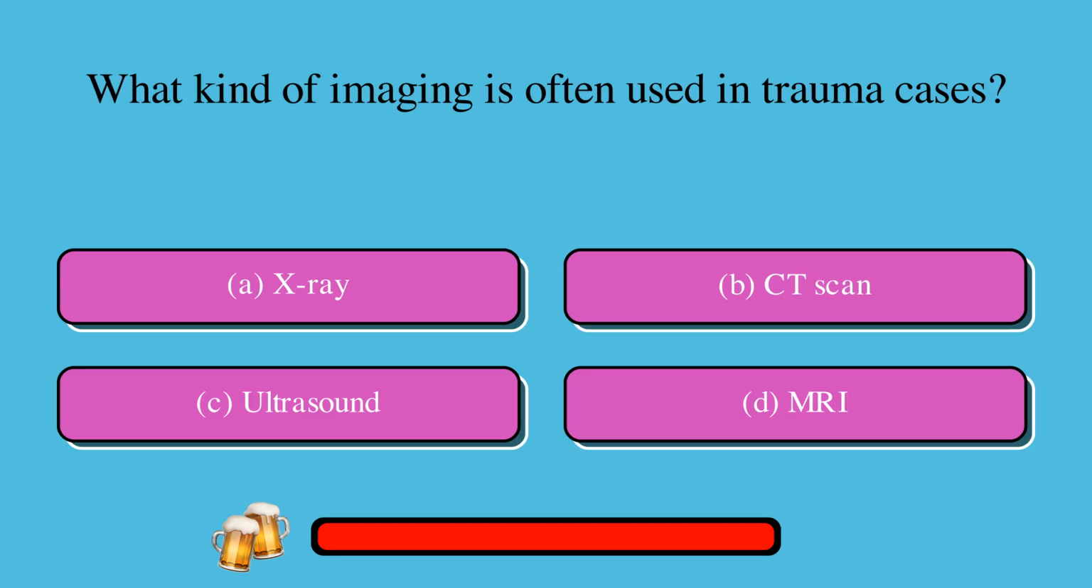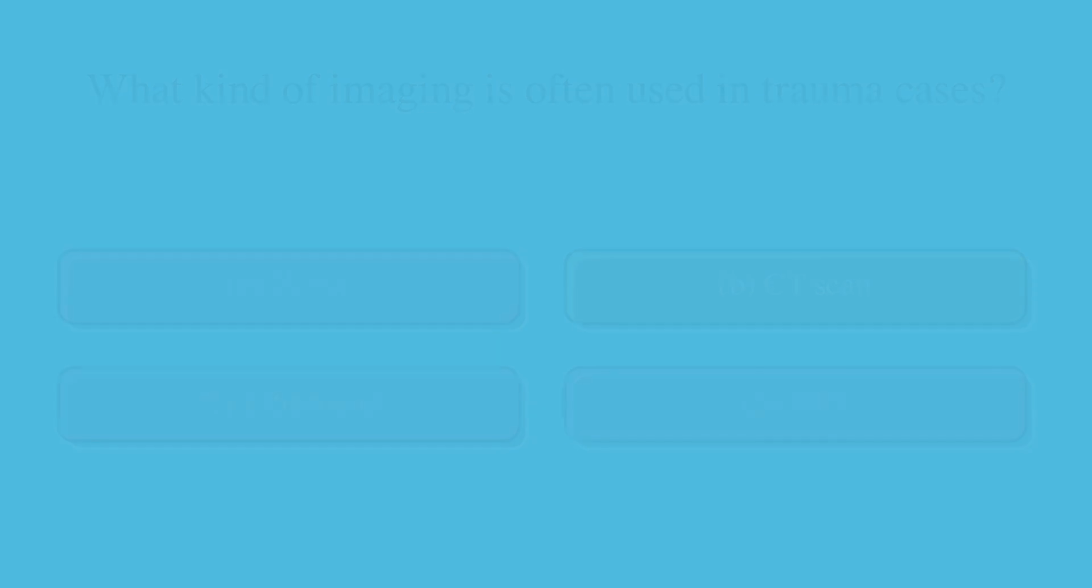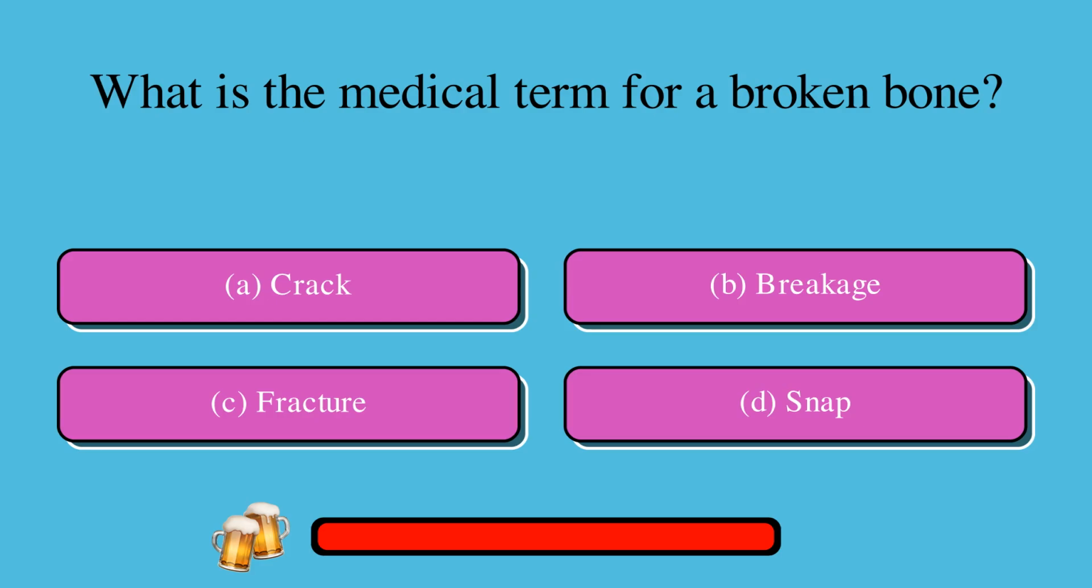What kind of imaging is often used in trauma cases? A. X-ray, or B. CT scan, or C. Ultrasound, or D. MRI? The correct answer is B, CT scan. What is the medical term for a broken bone? A. Crack or breakage, or B. Fracture, or C. Snap? The correct answer is C, fracture.